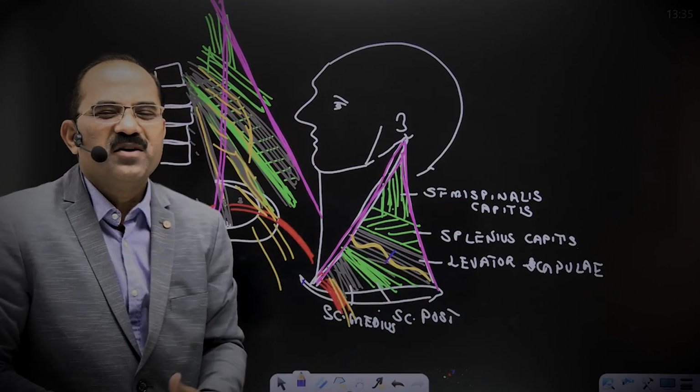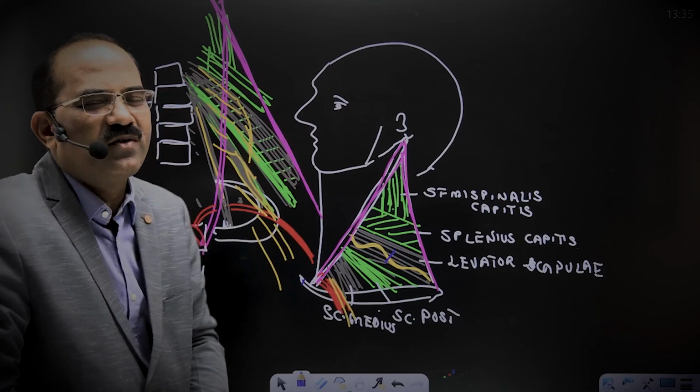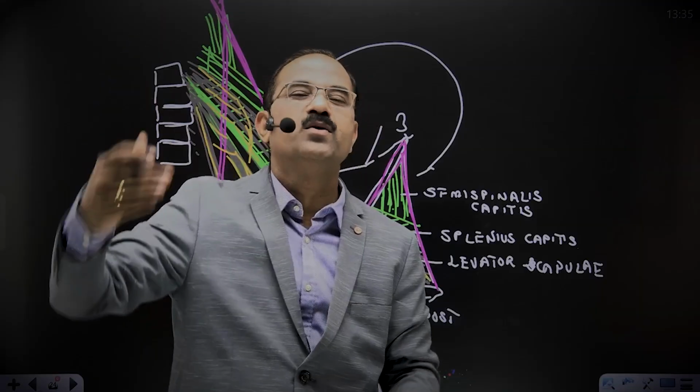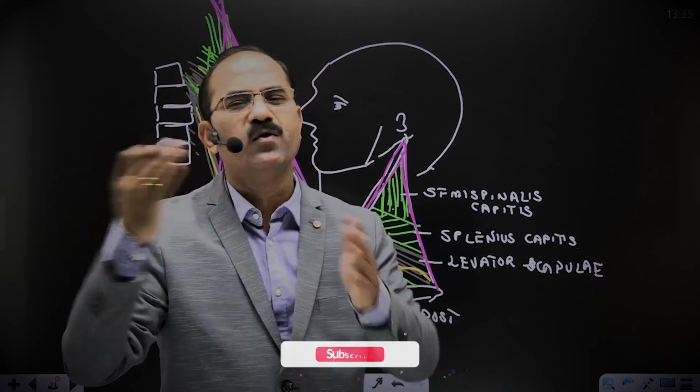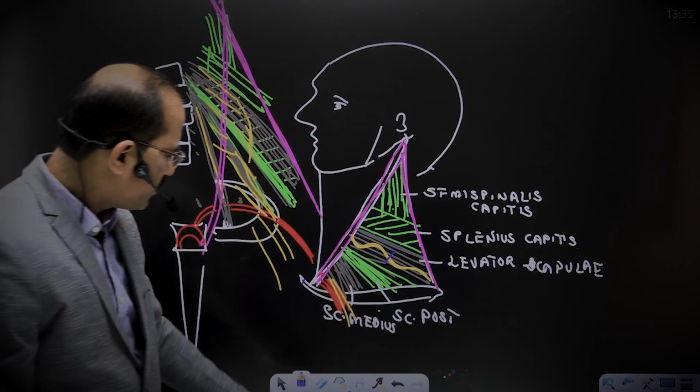What will the person complain of? Difficulty in shrugging of shoulders, right? Difficulty in shrugging of shoulders, and difficulty in abducting the arm above, that is overhead abduction. Clear? Perfect. Students, are you able to follow this?